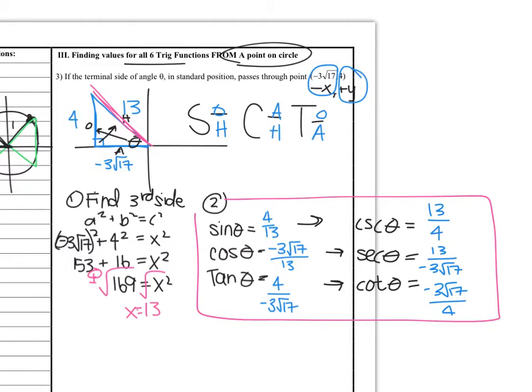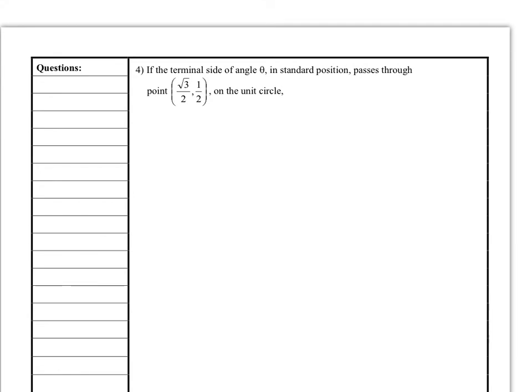I think we have 2 more problems on the back side. We're going to get to them real quick. Similar format. 1 more question. That's it, friends. You're almost done. All right, this one says, if the terminal side of angle theta in standard position passes through the point square root 3 over 2, comma 1/2 on the unit circle, it should probably say determine all 6 trig functions. So let's fill that in.